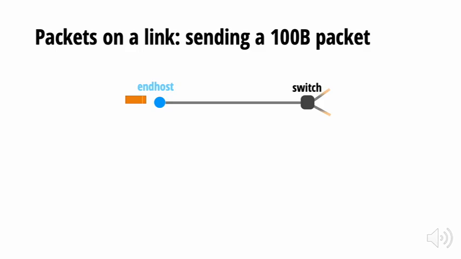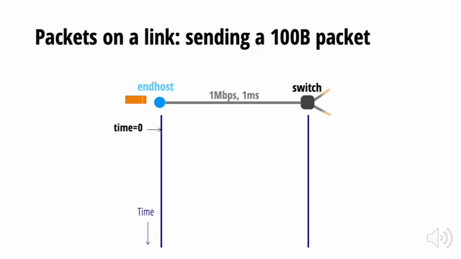Let's say I have a 100-byte packet, so 800 bits, and my link is a megabit per second and 1 millisecond. One way we're going to understand performance in networking protocols in general is with the help of timing diagrams. What I'm going to show you here is time going down. Time is moving down as I go down the timeline, and I'm going to show you the events taking place at the end host and the switch.